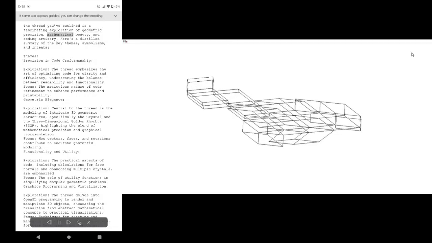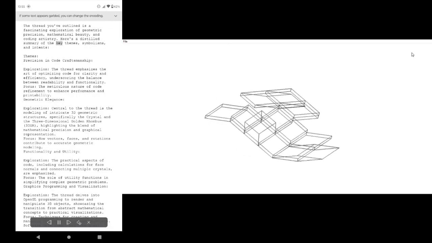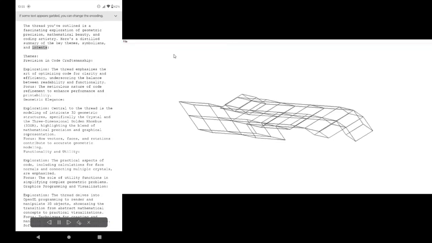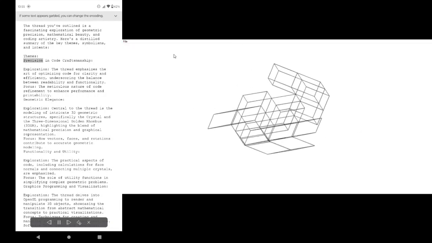The thread you've outlined is a fascinating exploration of geometric precision, mathematical beauty, and coding artistry. Here's a distilled summary of the key themes, symbolisms, and intents. Themes: precision in code craftsmanship.